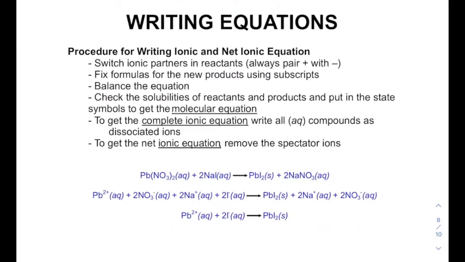So the procedure for writing ionic and net ionic equations: switch the ionic partners in the reactants, always pair a positive with a negative, and always put the positive first. Fix formulas for the new products using subscripts, so you have to do the crisscross. Balance the equation, so you want to make sure you have the same amount on both sides of the arrow. Check the solubilities of the reactants and the products and put in parentheses solid, liquid, gas, or aqueous in the molecular equation. And then to get the complete ionic, we have to write all the compounds as dissociated ions unless they are insoluble, solid, liquid, or gas. And then to get the net ionic, you cross off the spectator ions.